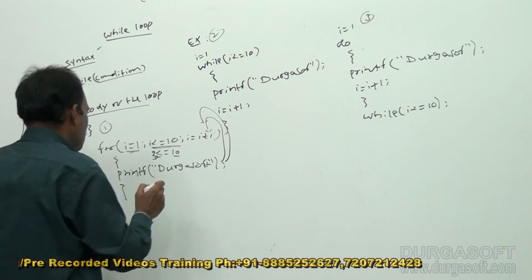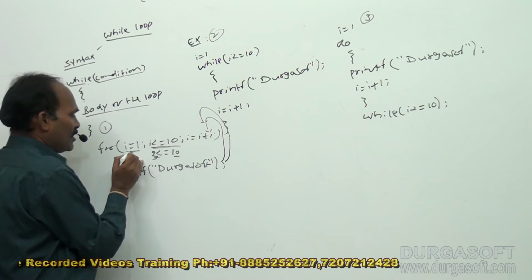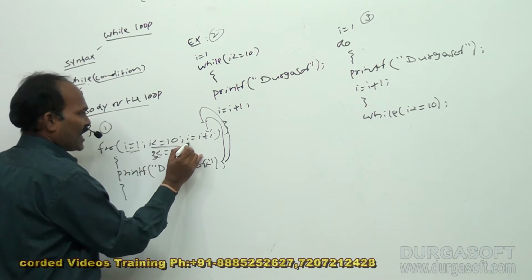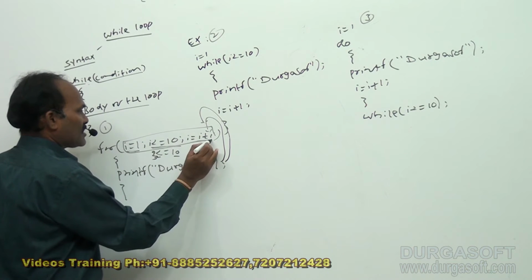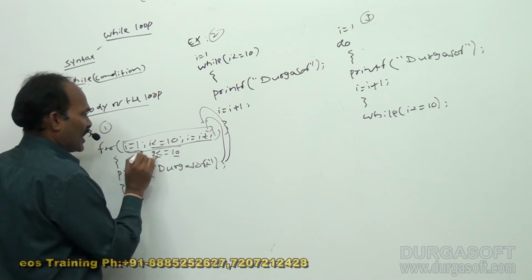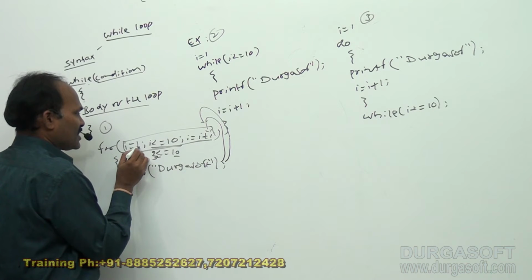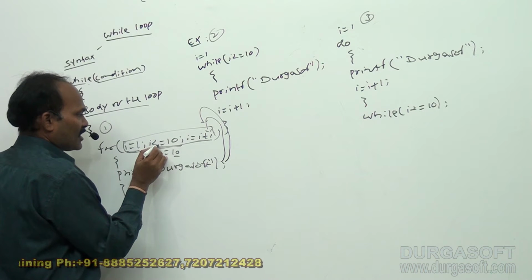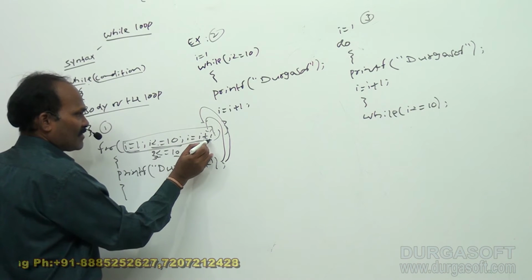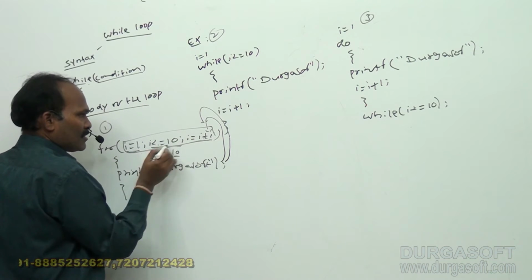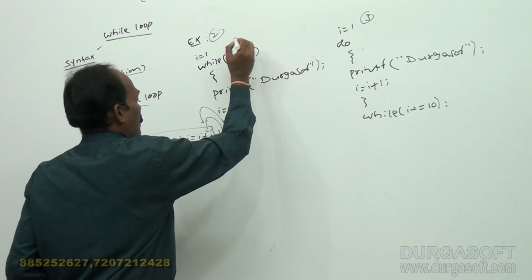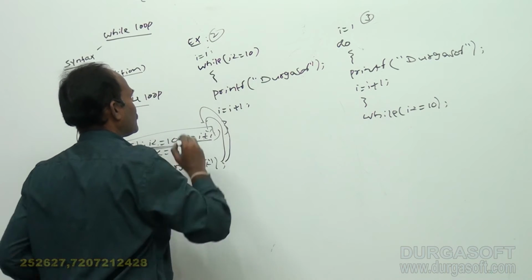That means in the case of for loop, we do initialization, condition checking, and I equal to I plus 1. These three parts we write on the same line: I equal to 1 is initialization, I is less than or equal to 10 is the condition, and I equal to I plus 1 is the increment. The same three parts I am combining into one statement. And when coming to the while loop, just look at the while loop.